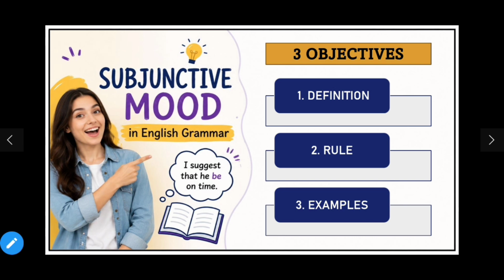So throughout this video we have three objectives to know subjunctive mood in English grammar, and they are: first, definition, what it is. Next, we shall discuss its rule, how to write its structure correctly, and then we shall give some examples based on it. So without further ado, let's talk about it.